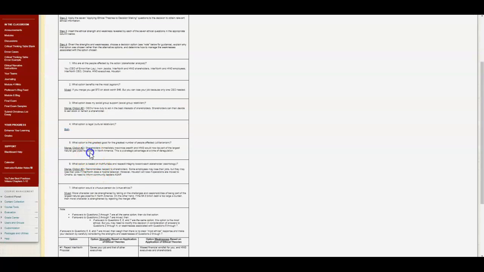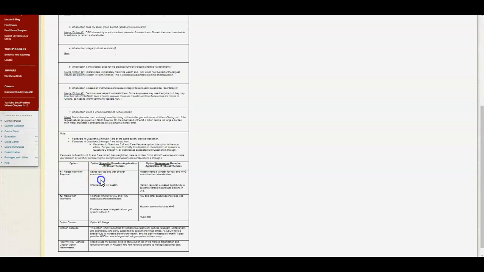Exactly like this. Who are the people affected? That's the answer right there. What option benefits me the most? Mixed. What option would a CEO choose? A good CEO would probably take the merger. Both are legal. Merger, I think, is for the greatest good, and here's the reason why. Which one respects people of the law? I think the merger does, based upon that logic.